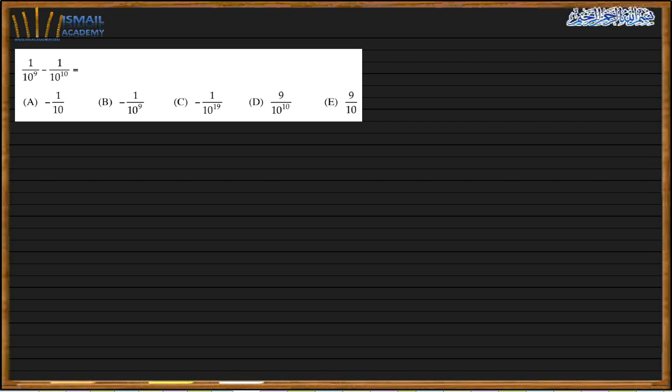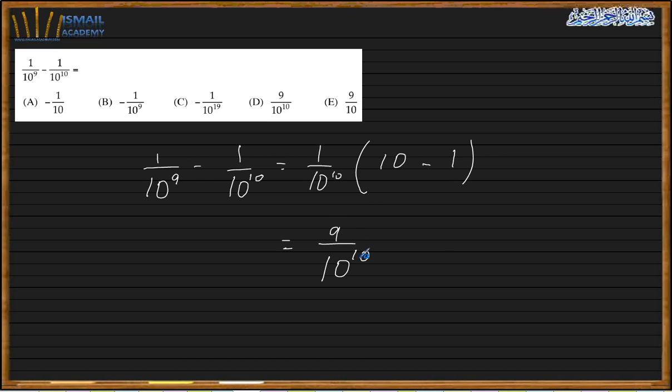Next question. So here 1 over 10 to the 9 minus 1 over 10 to the 10th. So here I'm going to take the lowest number as a common factor, and this is the lowest number, so it's going to be 1 over 10 to the 10th. So what's left here is 10 minus 1. So 10 minus 1 is 9, so it's going to be 9 over 10 to the 10, and D is my answer.